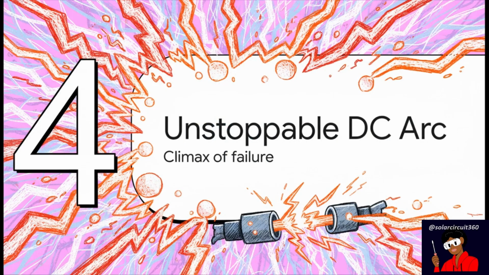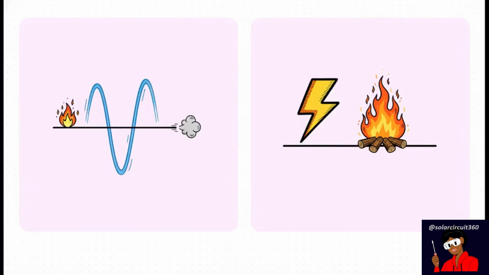Which leads us to part 4, the unstoppable DC arc, the climax of the failure. So now we've reached a self-sustaining plasma channel, which is a pretty terrifying peak. But why is this so specifically dangerous in solar? Well, think about standard AC current. The wave naturally passes through zero voltage, right? And because of this, AC arcs will often self-extinguish. The fire kind of puts itself out.